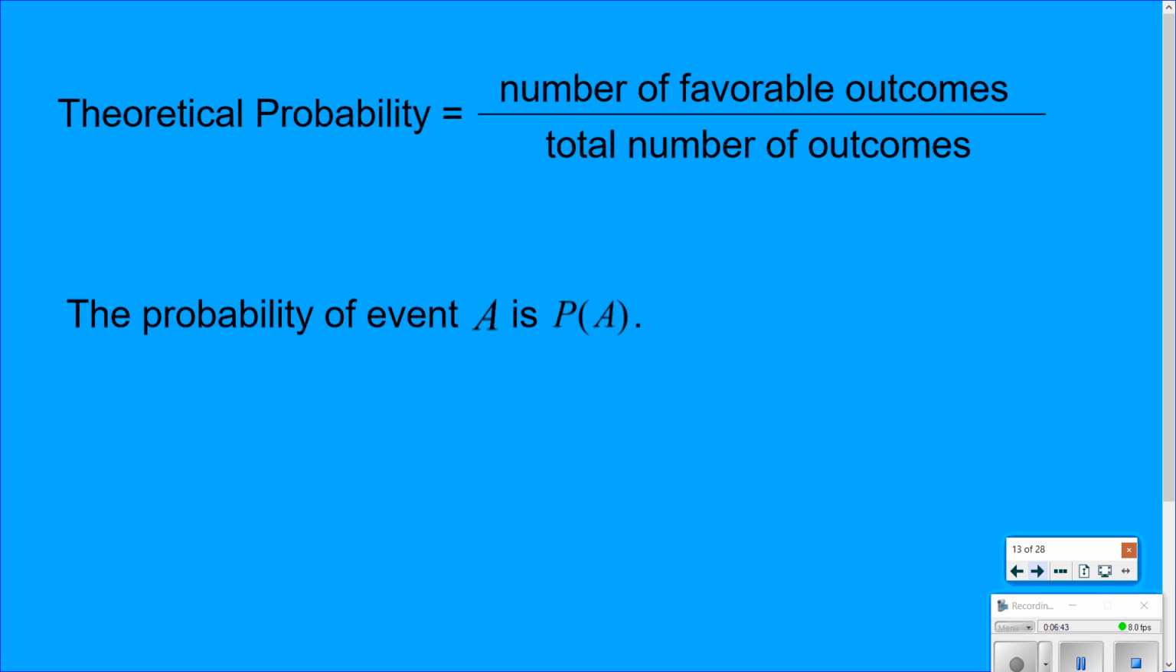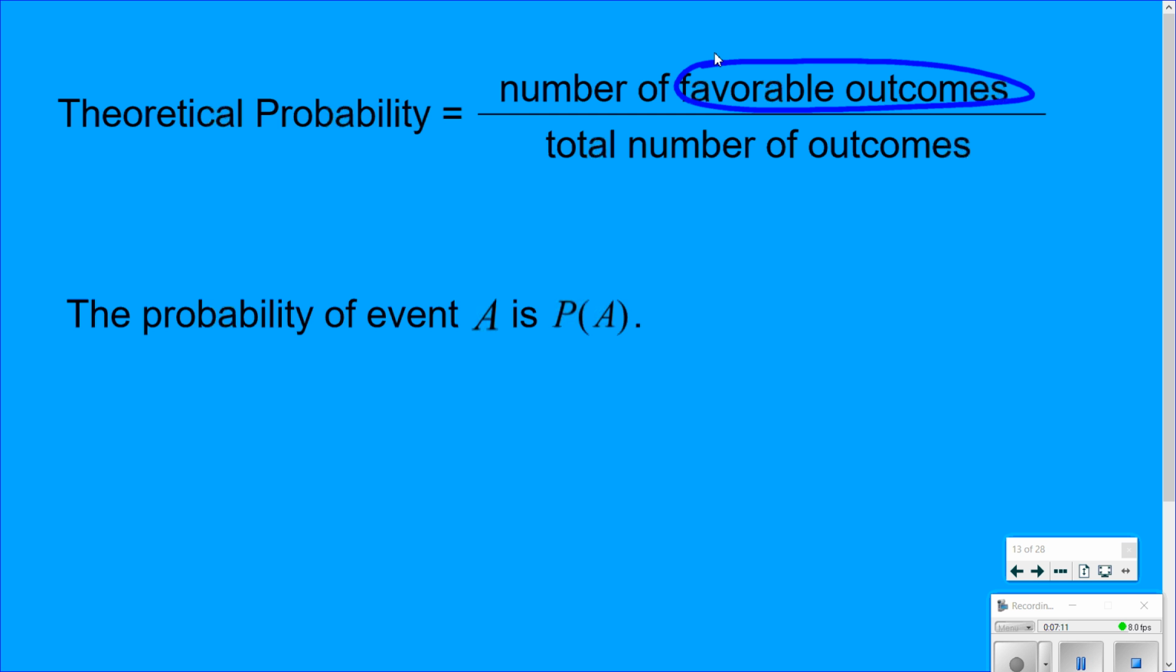You've seen this before. The first type of probability we're going to talk about is called theoretical probability. Theoretical probability is when you find a probability without actually trying the event. The way you do that is you take the number of favorable outcomes, meaning you end up with what you're trying to get, and then you take that out of the total possible number of outcomes, and that gives you the theoretical probability.